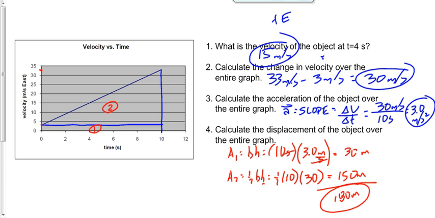Now, if part of that was below the x-axis, we make it a negative value. We'd still add it up the same way, except we'd have to be careful to make something negative if it was below the x-axis. Right?